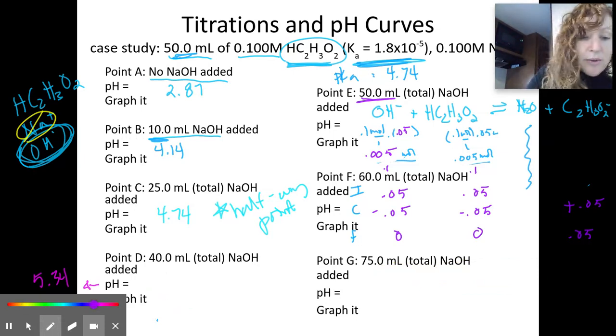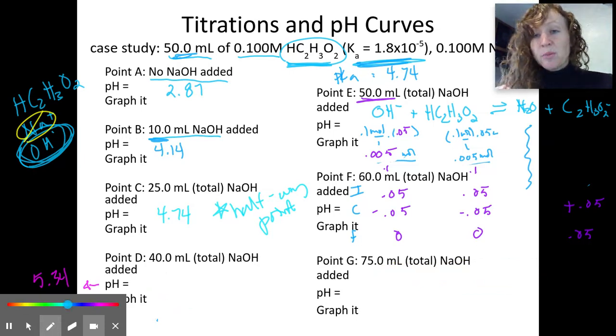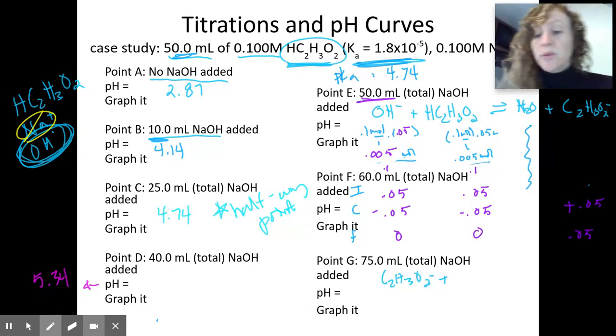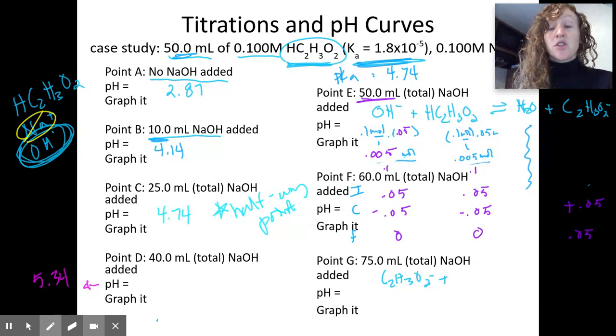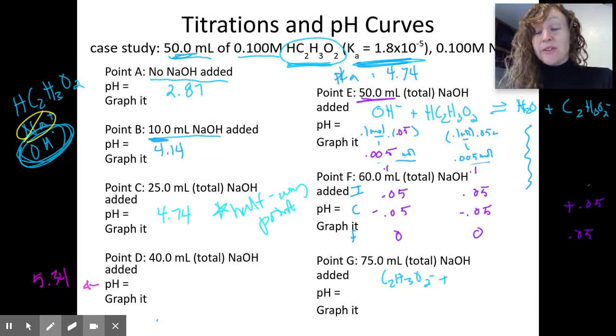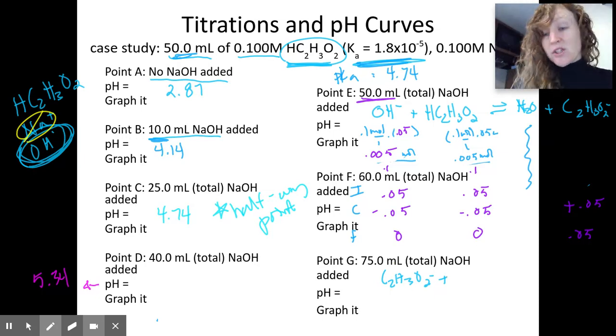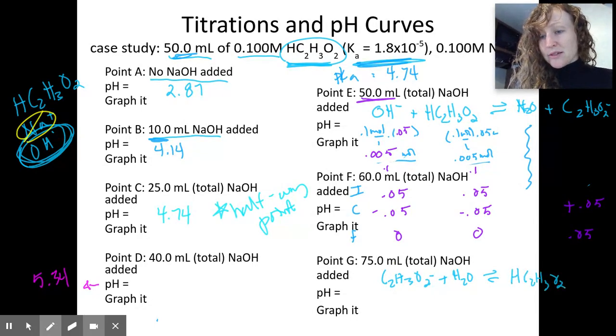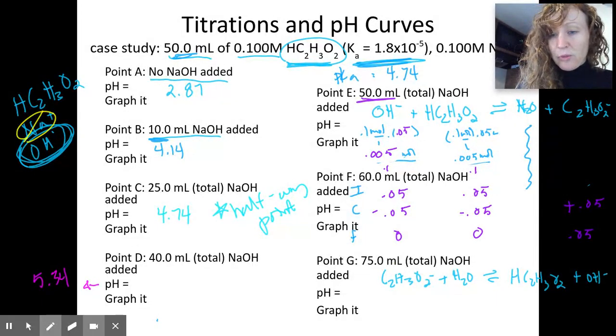Okay, let's write an equation where we have our species present. So weak base, C2H3O2 minus, it's going to react with the strongest acid that's present. Now I don't have any of my weak acid present. The conjugate, my strong base, is weaker than water. So my strongest acid present is water. So I'm going to get HC2H3O2 and hydroxide. Okay, so I have 0.05 of this.